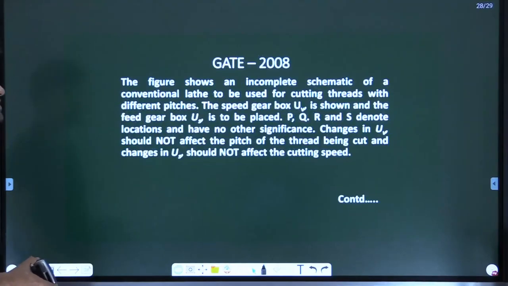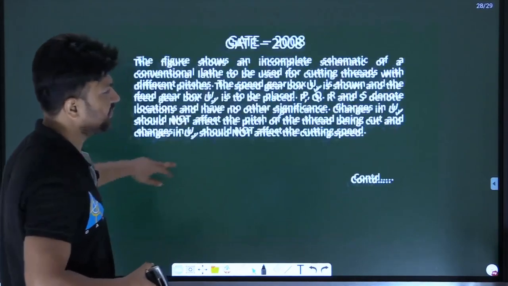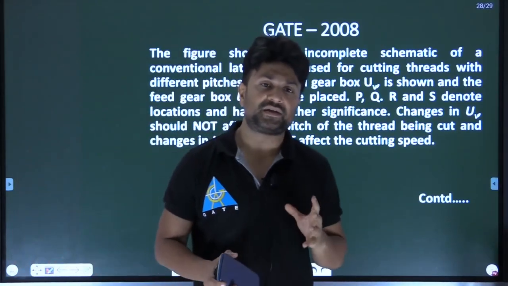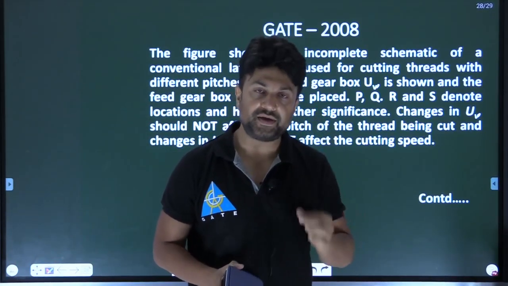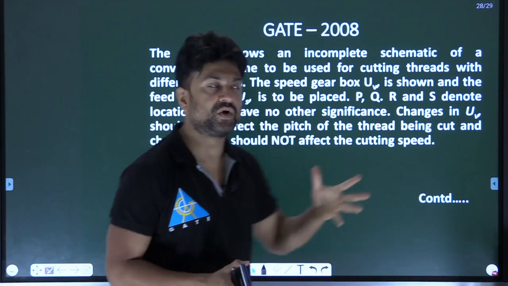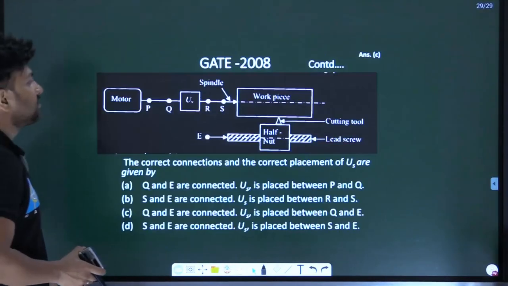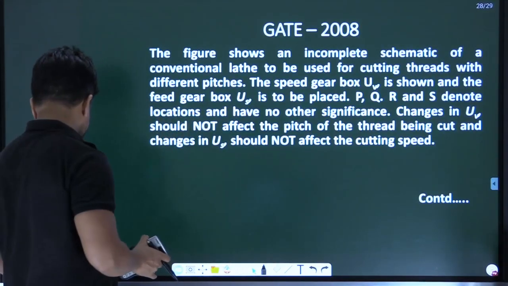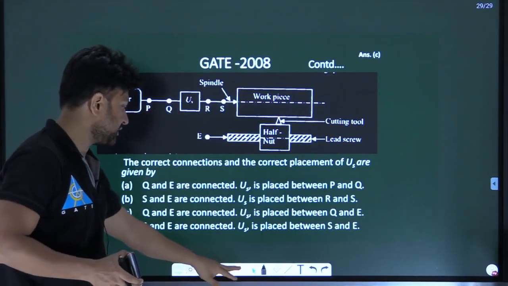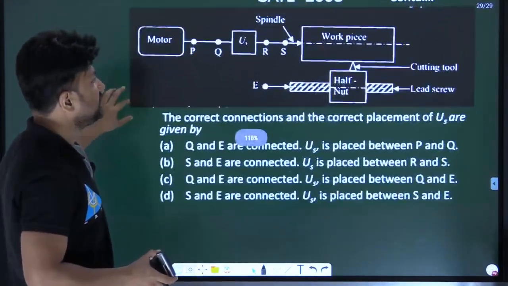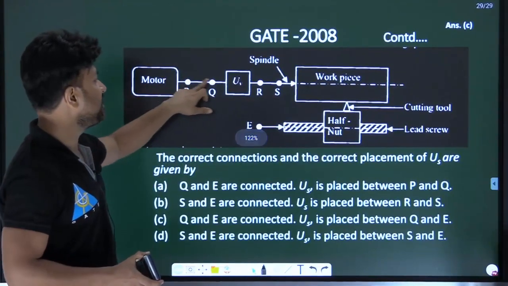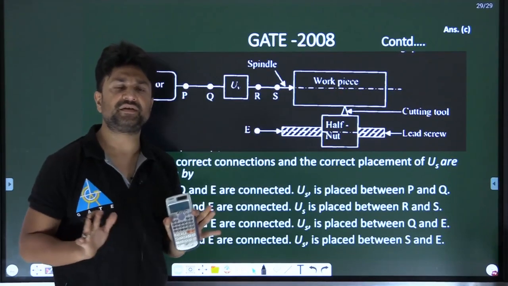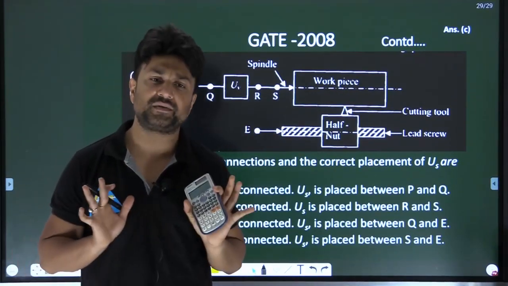And the last question of today's class is, it came in GATE 2008 and is very complicated. If you know the theory of lathe very well, then you can solve this question. Okay, what he says, I will correlate the question with the figure, because the complete question is present here with the figure. What he says, there is a motor and there are P, Q, R, S, which are just points, there is no other significance apart from points.